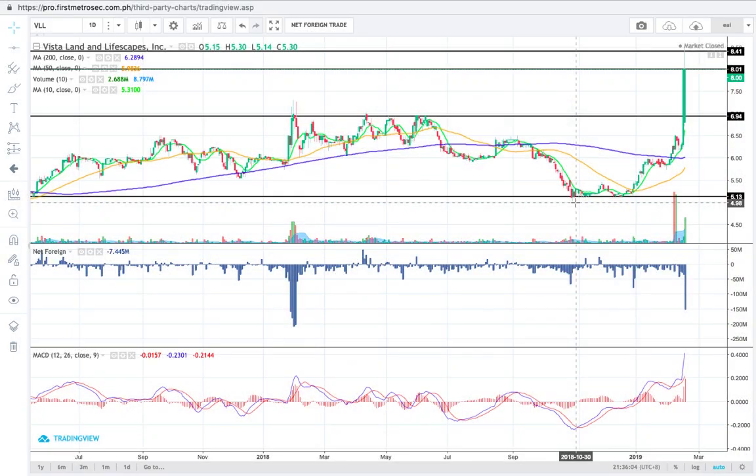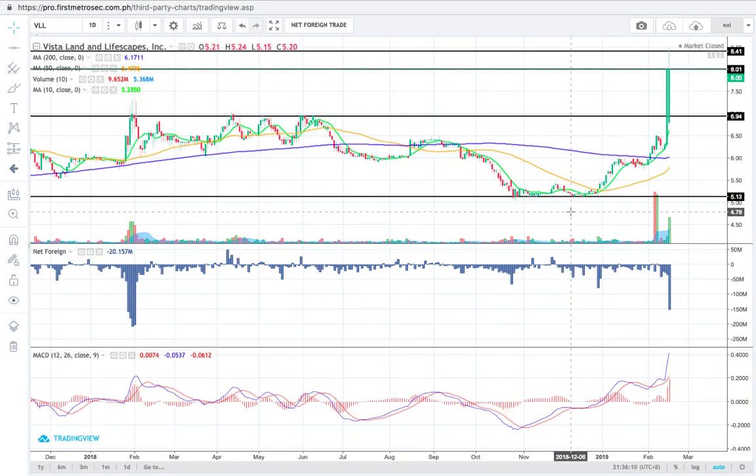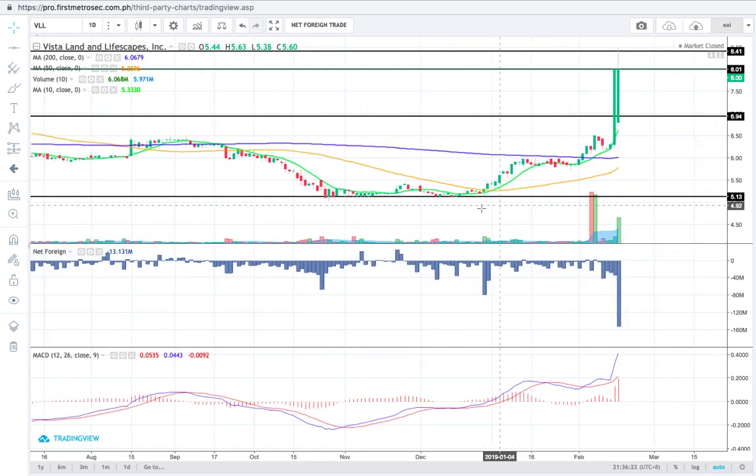If you followed my 10 SMA and MACD combo, I'm sure you would have caught the buy signal sometime in 2018, somewhere around December 12, if I'm not mistaken. Let's check. December 18, 2018. If you managed to enter a new position on VLL last December 18, 2018, that was the time when the price went above the 10 SMA and MACD crossed above the signal line. Mind you, these two things must happen in the exact same day.